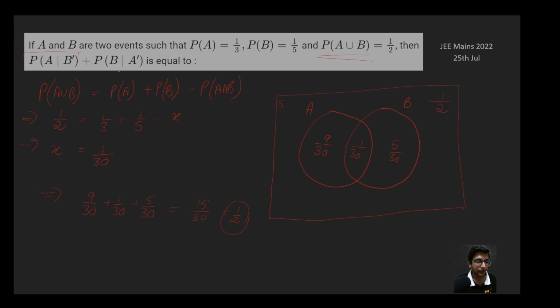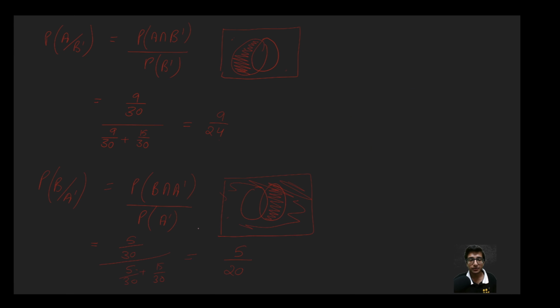Now what did we have to find? We have to find out the sum of basically these two values. So our ultimate answer would be 9 by 24 plus 5 by 20. Let us add these. What are we going to get? Let us take the LCM to be 480. What is it going to be? 20 times 9 is 180 plus 24 times 5 makes it 120. From here we get 300 by 480. So from here we get 5 by 8 is the answer.